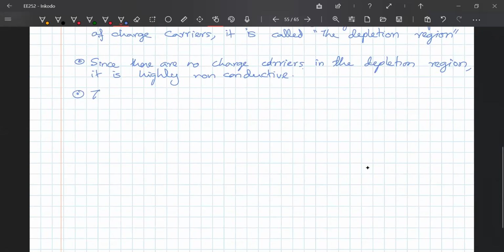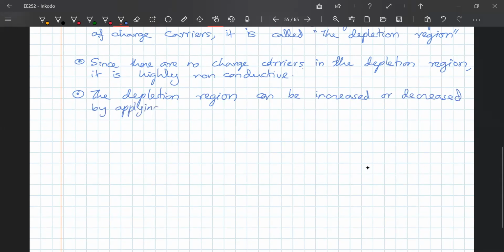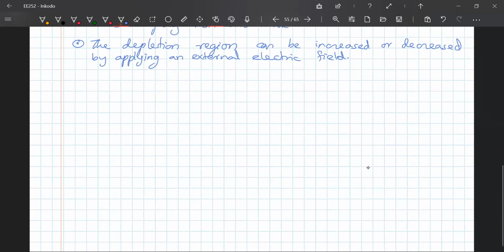The depletion region can be increased or decreased by applying an external electric field. Okay, so let's see how to do that.